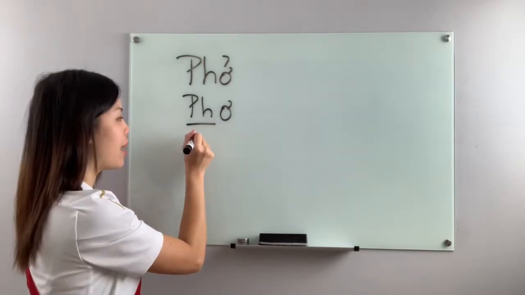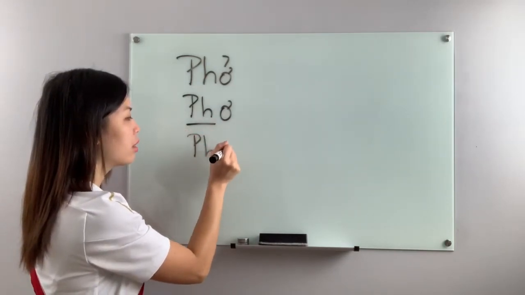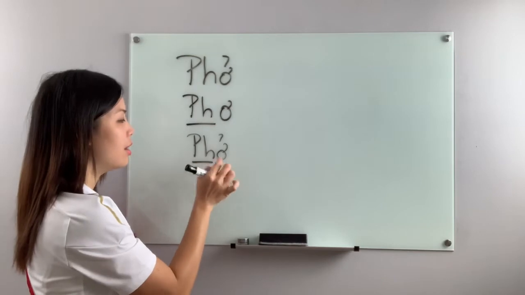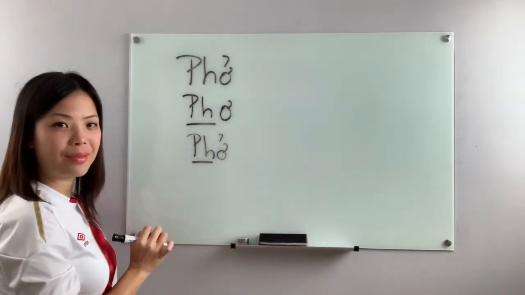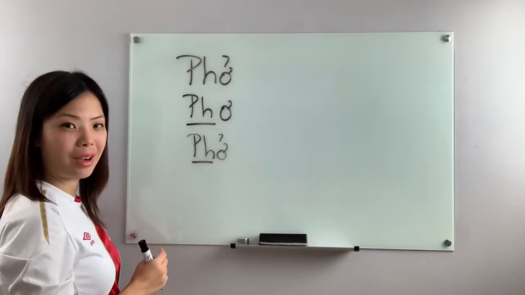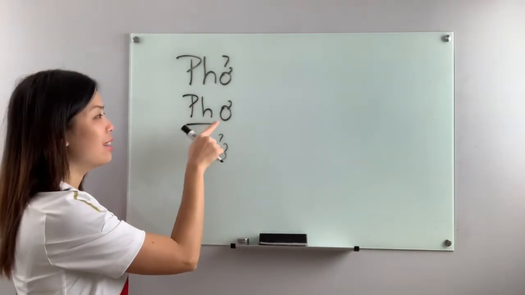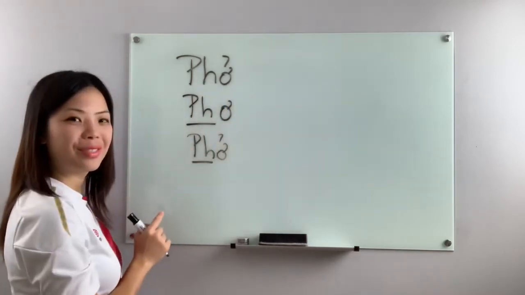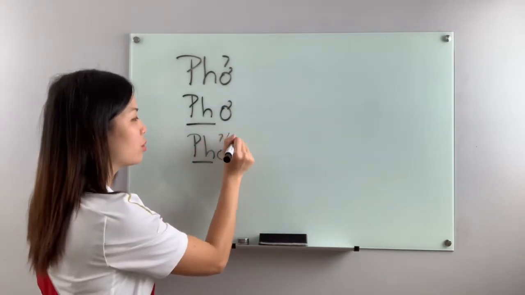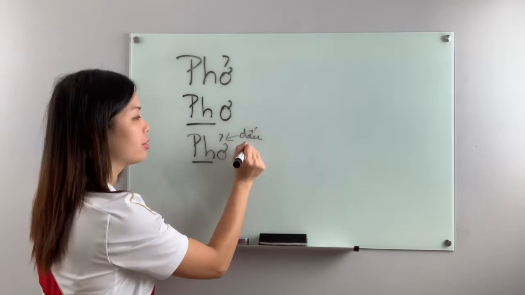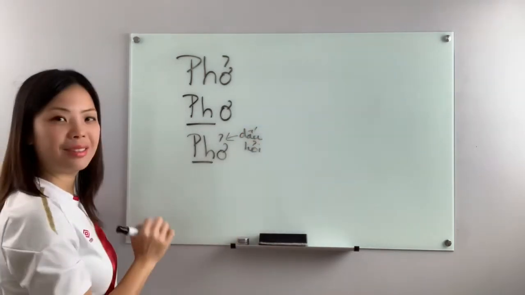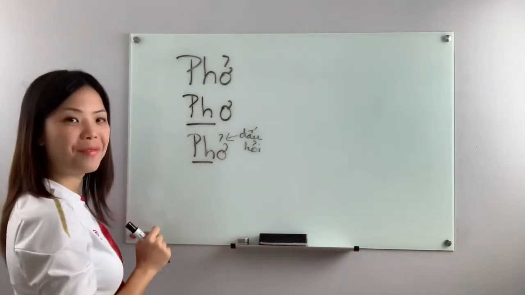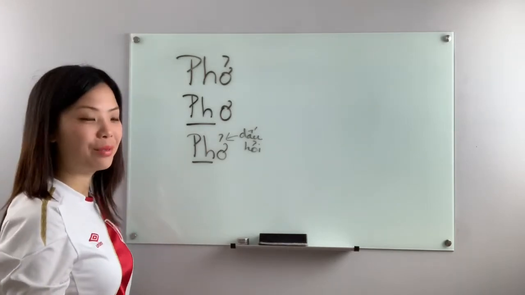And you add in the mark. Pho, ơ, pho, hỏi, pho. Now you're able to pronounce the word pho. That was easy. This mark, we call it dấu hỏi. And that's how you pronounce pho in Vietnamese.